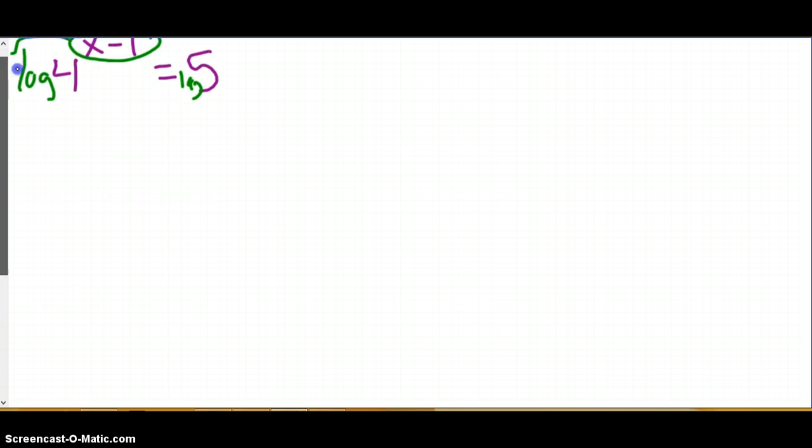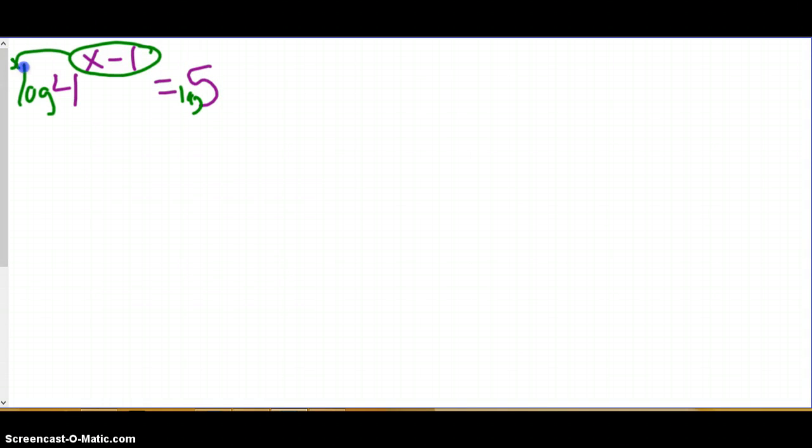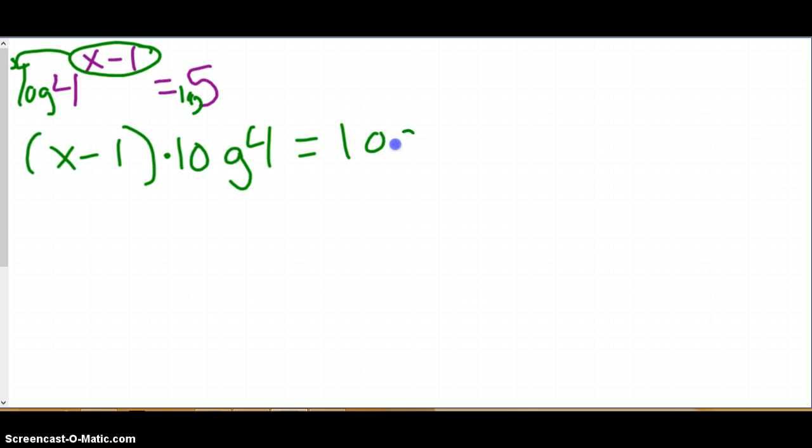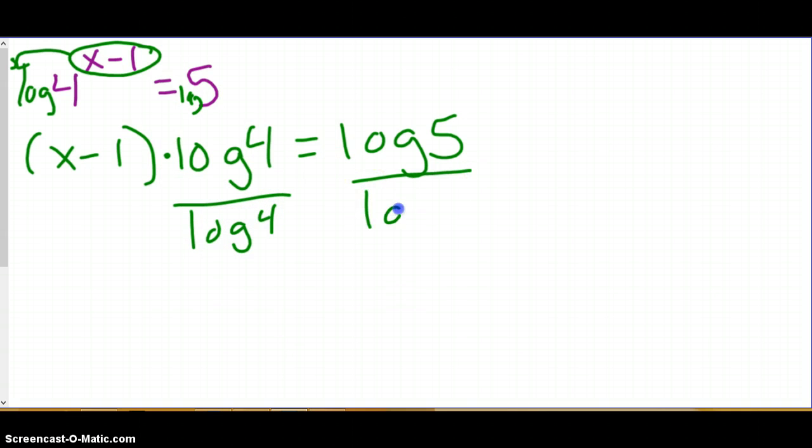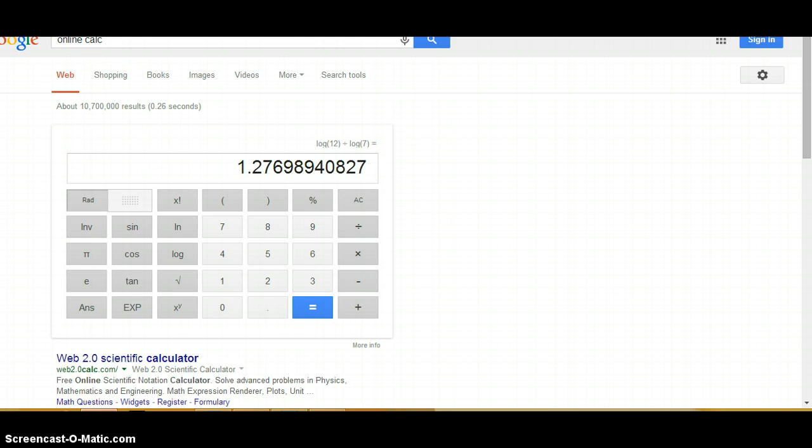What you do to one side, you must do to the other. Now, everything in the exponent is going to be moved out front. So we have x minus 1. Since there's two things, I'm going to put it in parentheses, times log 4 equals log 5. So we will still divide by log 4. So far we have not done anything different from before. And we still need to put log 5 divided by log 4 into a calculator.